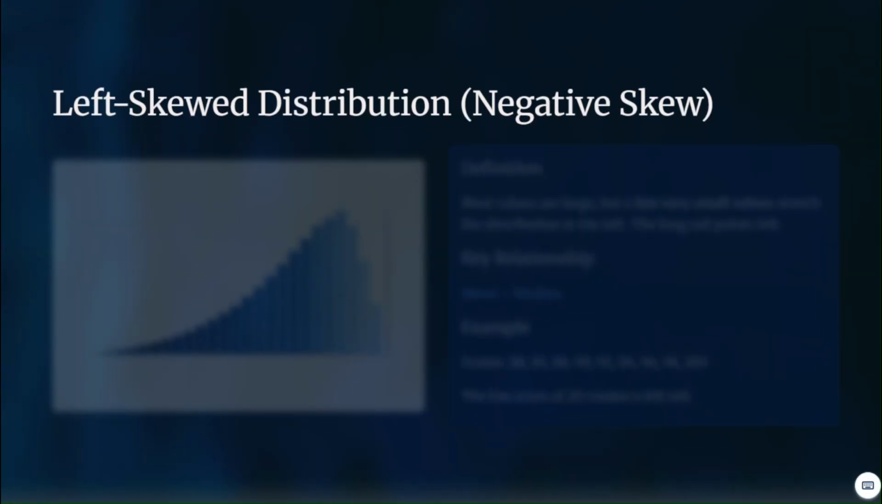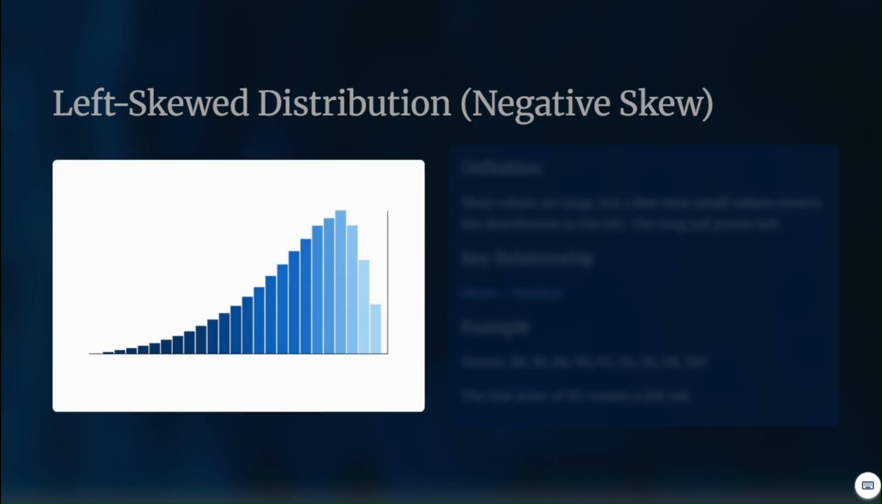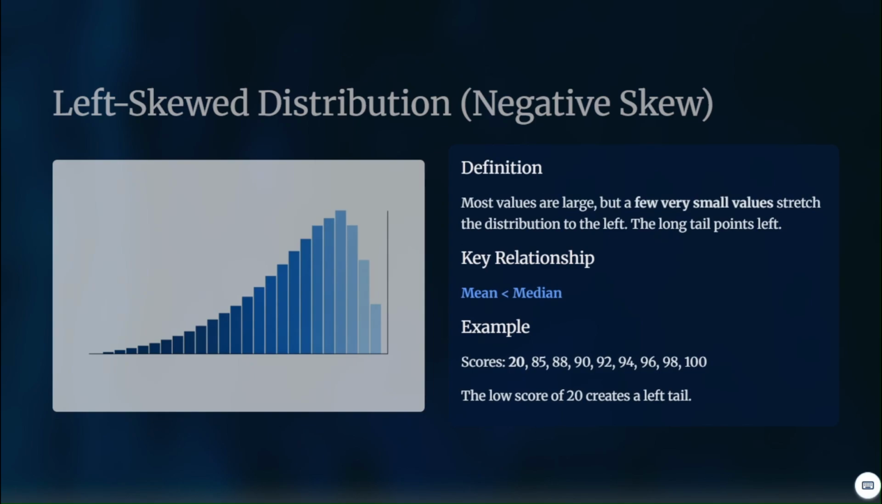And now we have the left-skewed distribution, or a negatively skewed distribution. In this case, most values are large, but a very few small values will stretch the distribution to the left. So in this case, the long tail points left. And in this case, the mean will be less than the median.